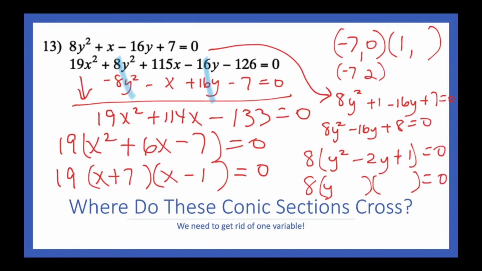Y minus 1 and y minus 1. So y is going to be 1. We have one value here. This crosses 3 times.